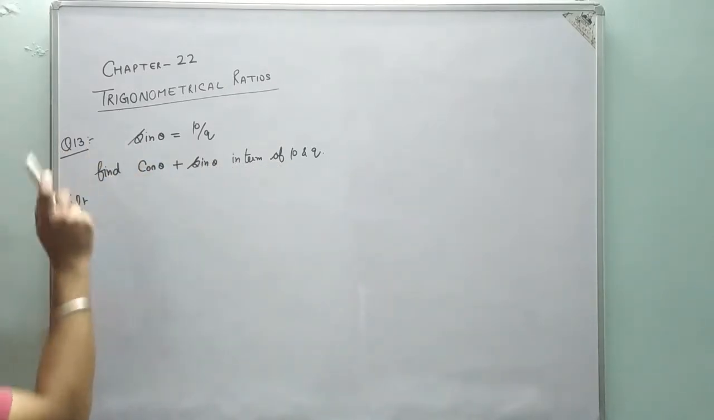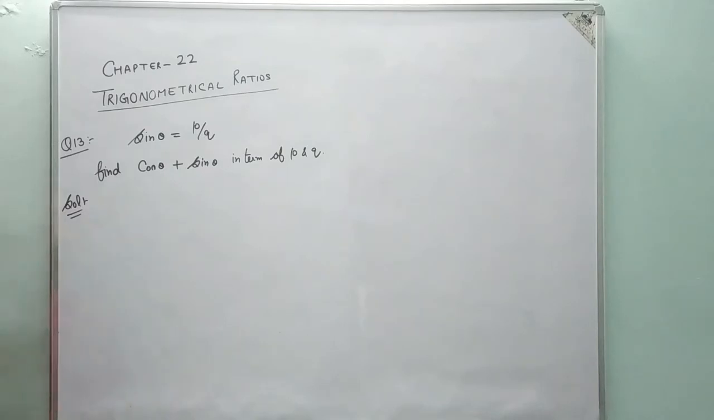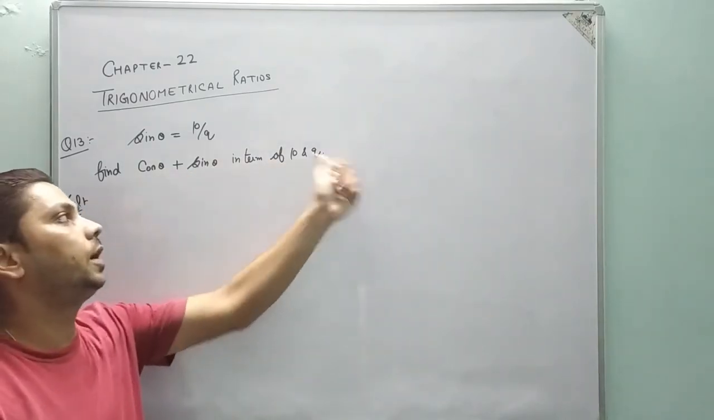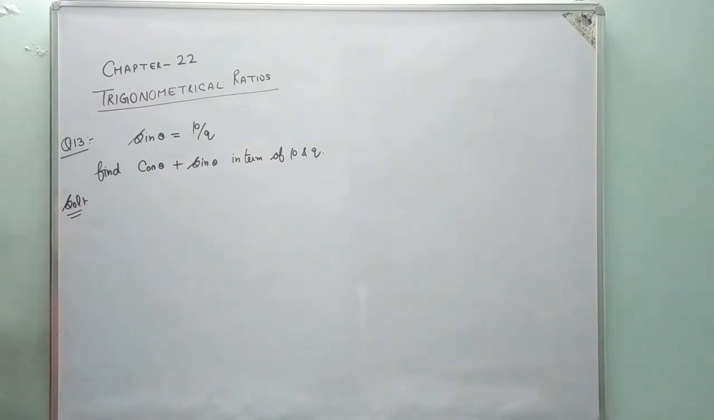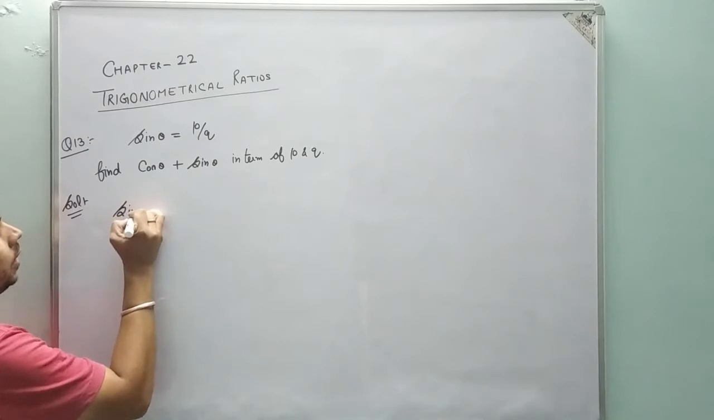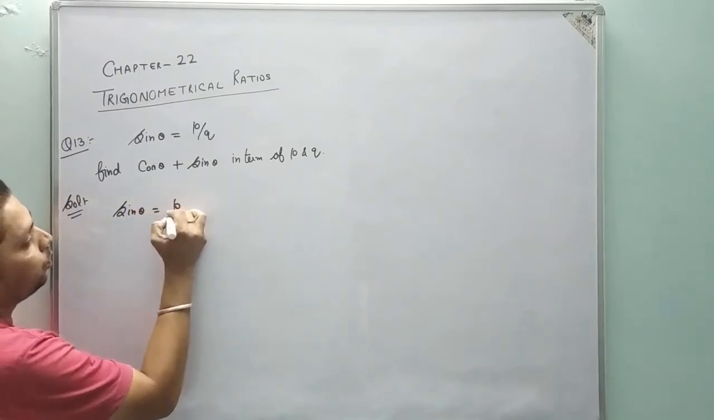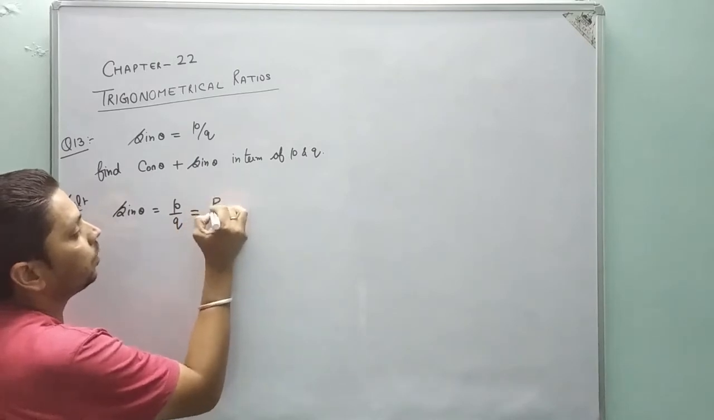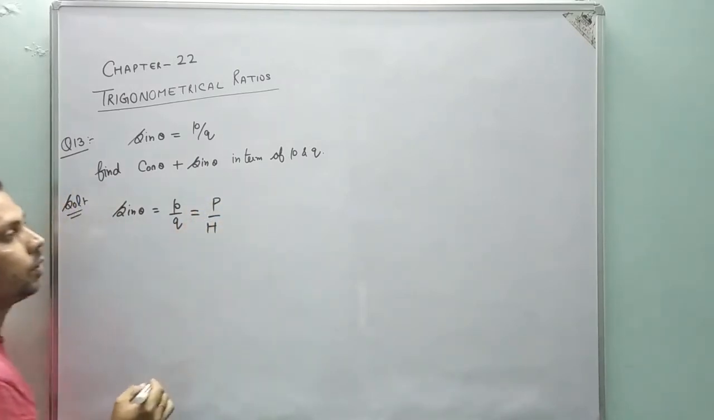It is given that sine of theta is equal to P over Q and we have to find the value of cos of theta plus sine of theta in terms of P and Q. Beginning from sine of theta, that is equal to P upon Q. And sine theta is perpendicular upon hypotenuse.